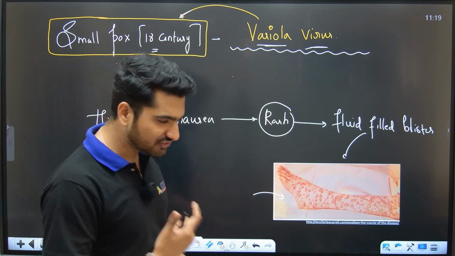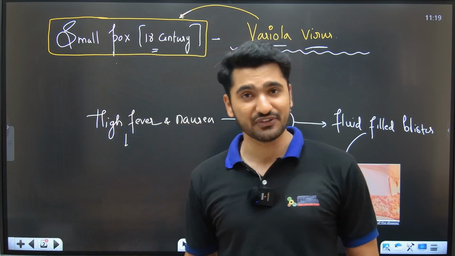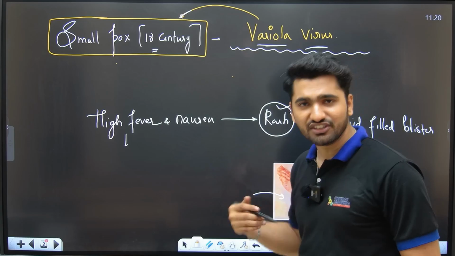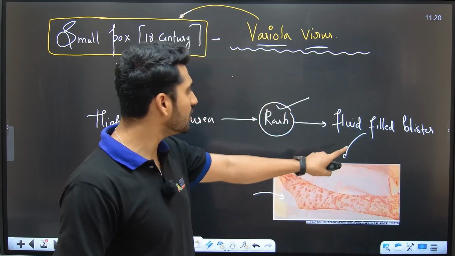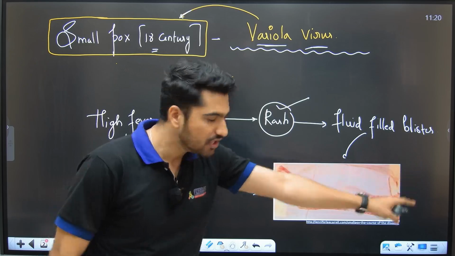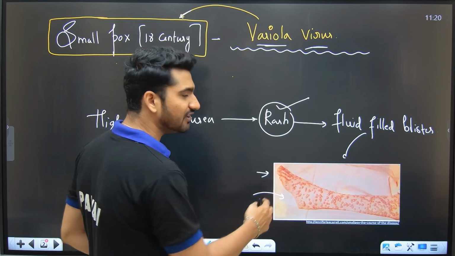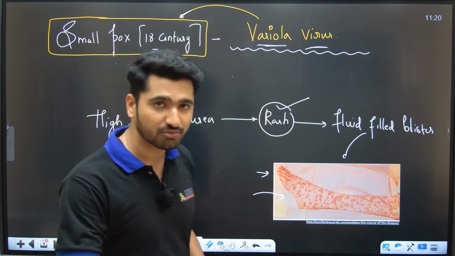This disease basically developed with high fever, which later developed into a rash, and this rash later developed into fluid-filled blisters which looked something like this. So this image that you see here is a very concentrated form of smallpox.